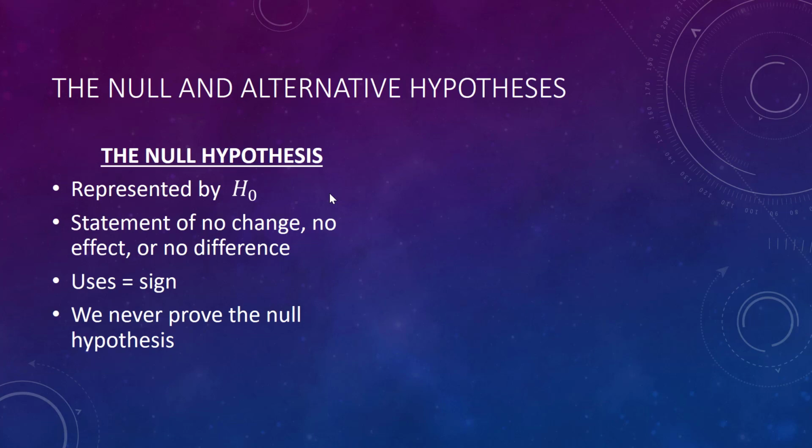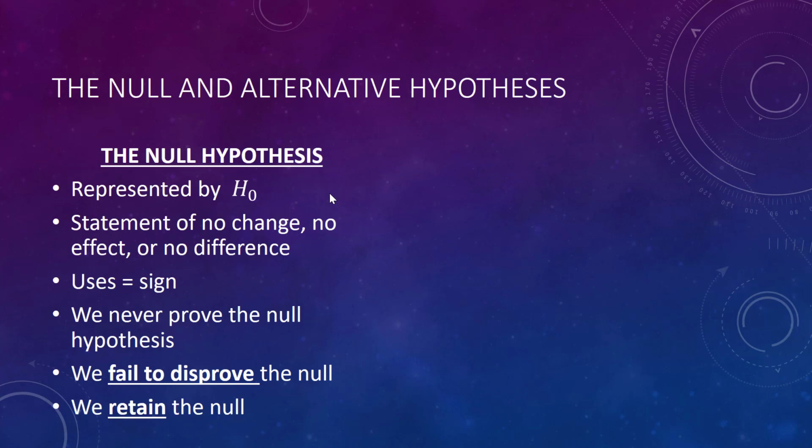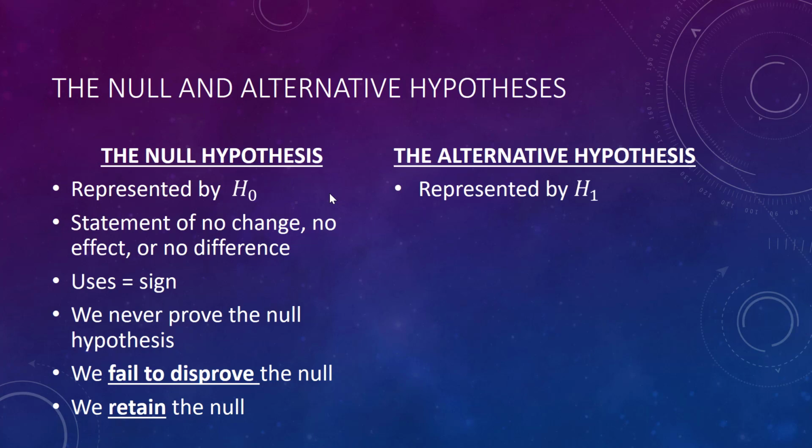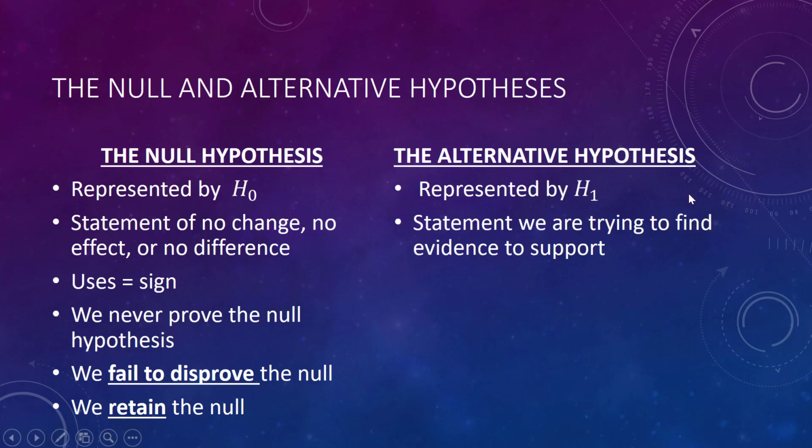We never prove the null hypothesis, just like we cannot prove that someone is innocent. We merely fail to disprove the null. We also sometimes say that we retain the null hypothesis. Let's look at the alternative hypothesis. This is represented by the notation H1, or in some textbooks you might see H sub A or HA. This is the statement we are trying to find evidence to support.